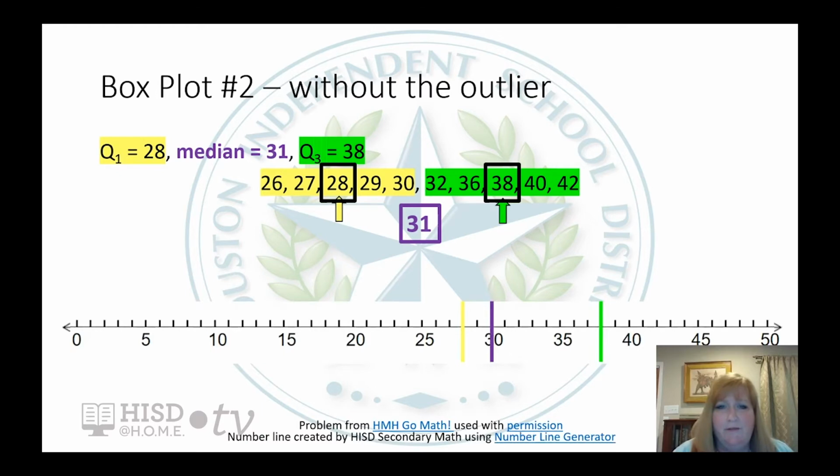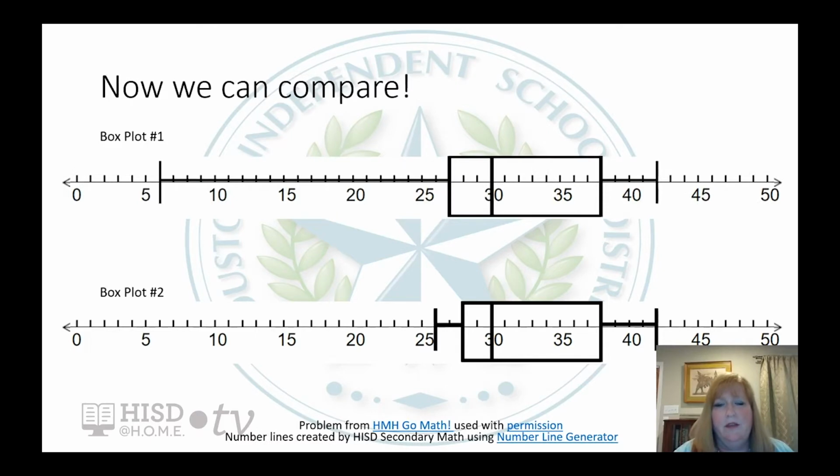So I graph my quartiles. I create my box. I put my lowest number 26 and my highest number 42, and I draw my whiskers. Now I have box plot number 2 without the outlier. Now we can compare box plot 1 with box plot 2. Let's do that.